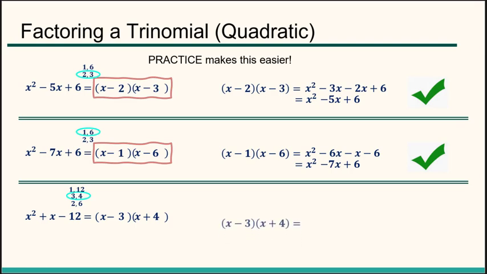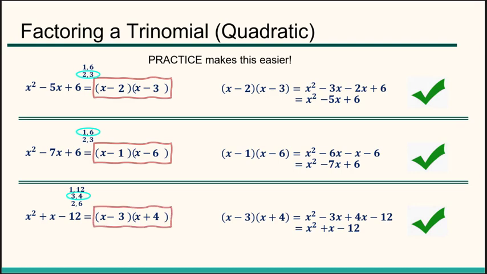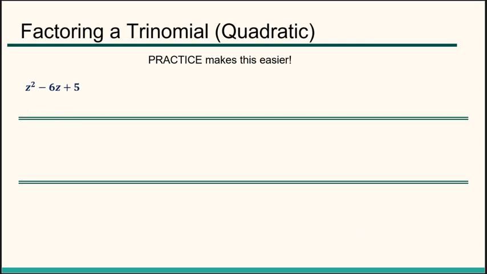So let's go ahead and check it. x squared minus 3x plus 4x minus 12. Yep, that's going to get me my x squared plus x minus 12. Nice. Circle him. Don't know that he's the answer till after I check. Let's do another 3, and then it's off to let you practice.